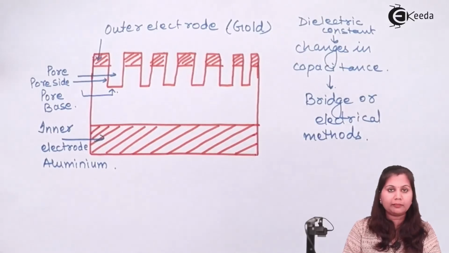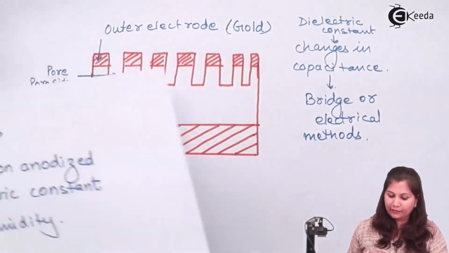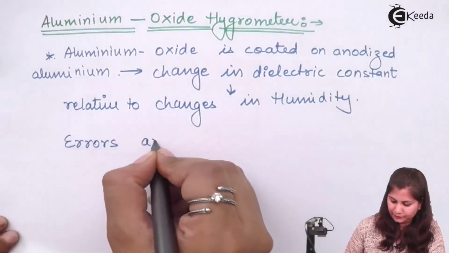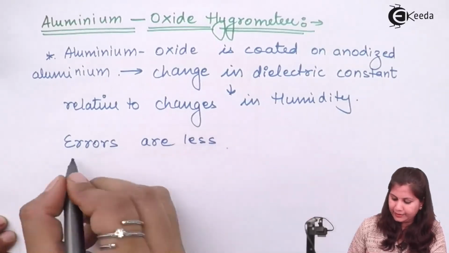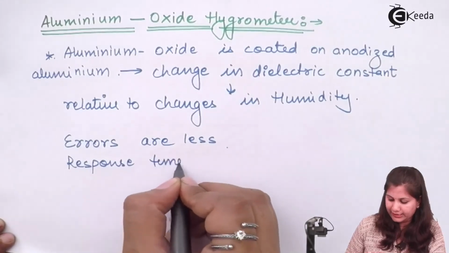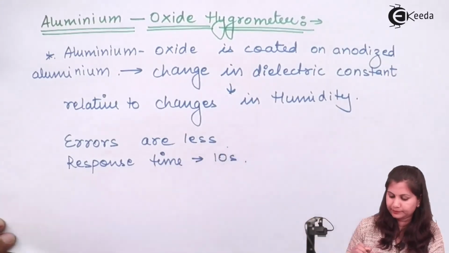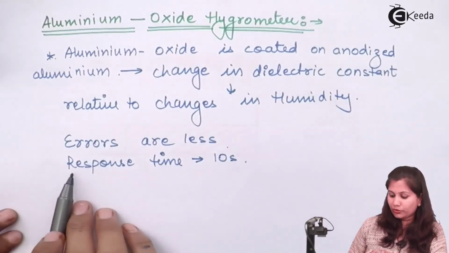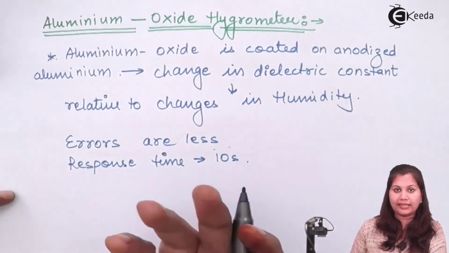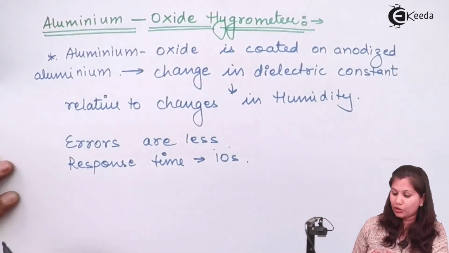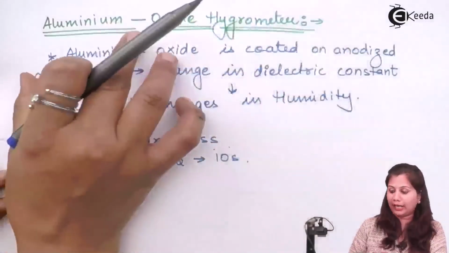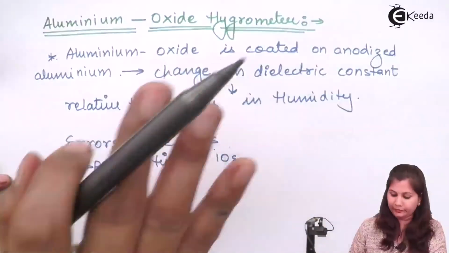So this is the aluminium oxide hygrometer. In these hygrometers, the errors are very less, and their response time is about 10 seconds. So response time is very fast, errors are less, and also the changes in the dielectric constants are very large. So only a single element can be used to make this aluminium oxide hygrometer and to measure the humidity.